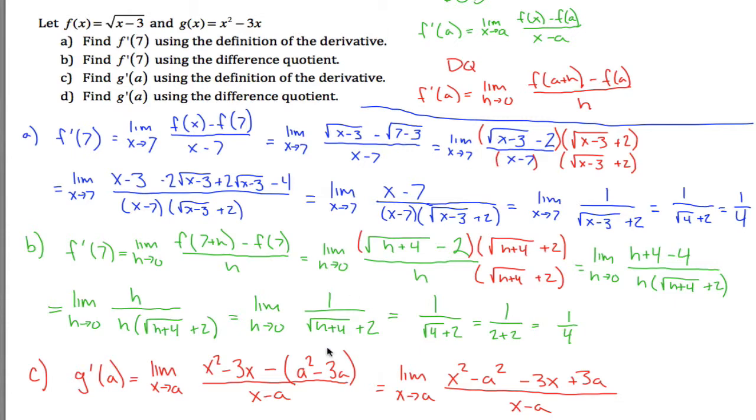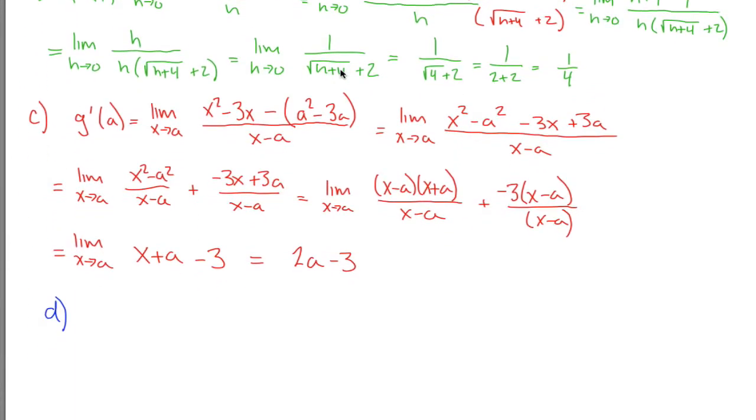Okay, now use this form. Do that same thing you just did. Use a different method. The difference quotient tells me that g prime of a is the limit as h approaches 0 of g of a plus h.